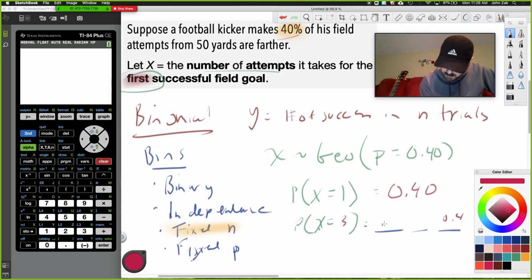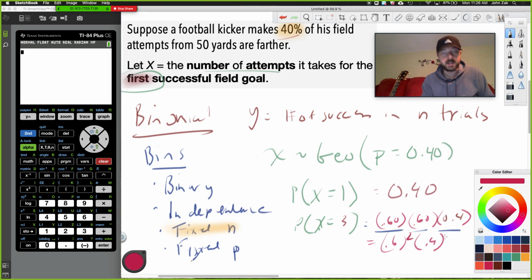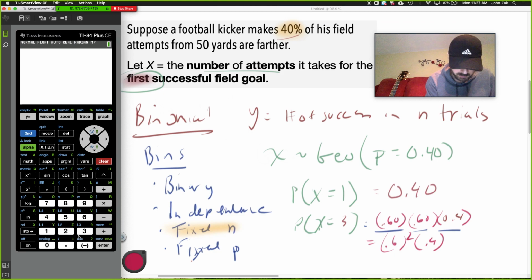So I'm going to get a slightly different color there. There's a 60% chance, do you agree, that in either of those two previous trials that you would have missed the field goal, and on the third trial that you would have made it? So the probability that x equals 3 is going to just be 0.6 squared times 0.4. Right now, we could go in our calculator right here and see what that is. We could do 0.6 times 0.6 times 0.4. I don't know why I quite did it that way, but we see it's 14.4%.